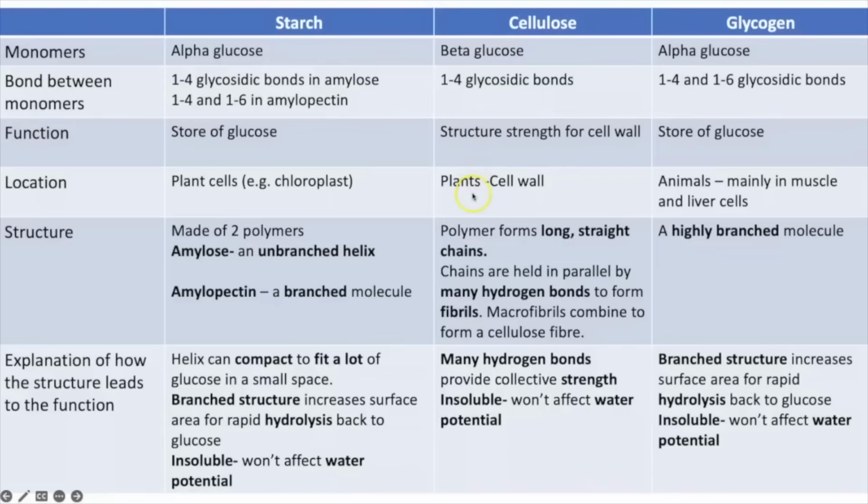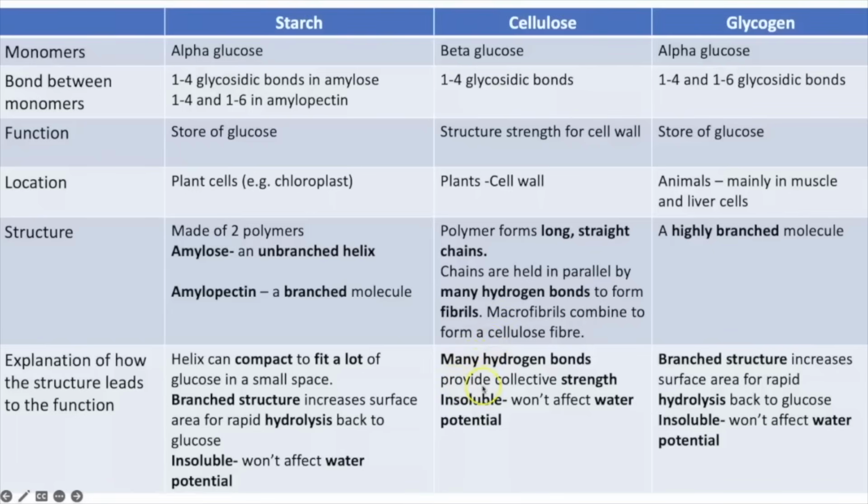This is also found in plants, but the difference here is it is for structural strength. It has a very different structure, and that is all down to the fact that the monomer is beta glucose. Because it's beta glucose, we get 1,4 glycosidic bonds only. And that results in long, straight chains of this beta-glucose molecule. Those long, straight chains are held in parallel to each other, and many hydrogen bonds form between all of those chains. One hydrogen bond is weak, but because there are so many, it provides this collective strength. And those then form macrofibrils, which combine to form a cellulose fibre.